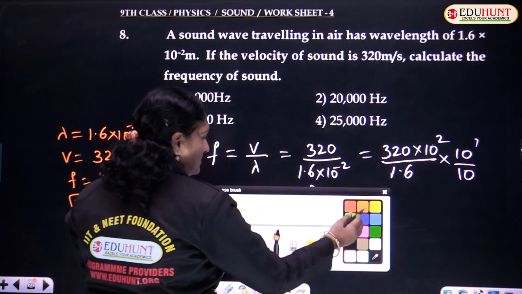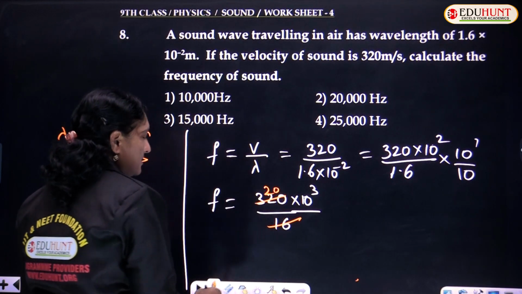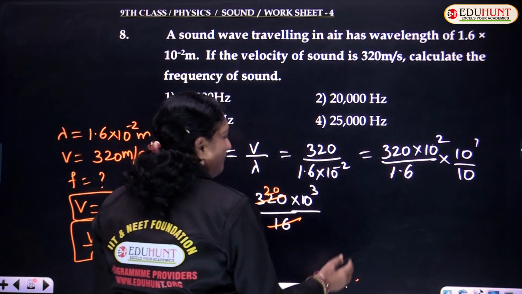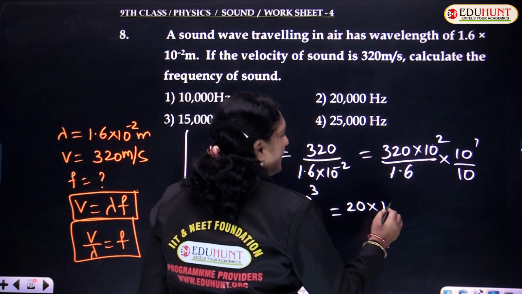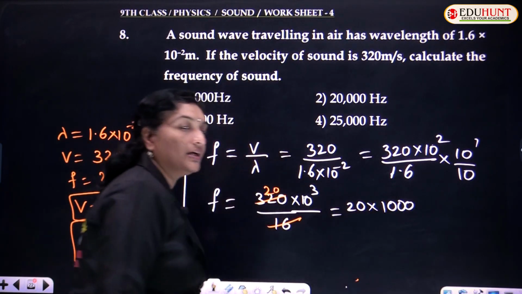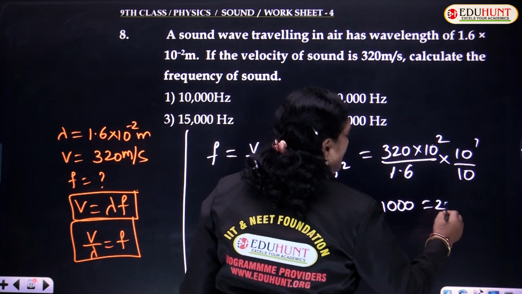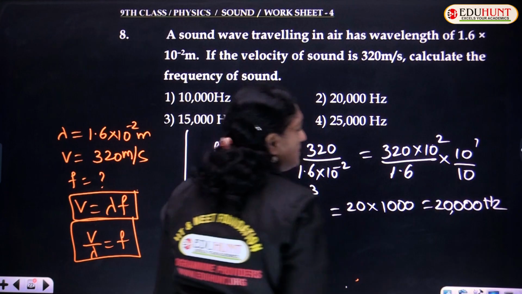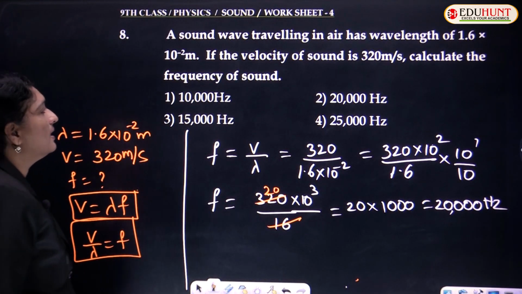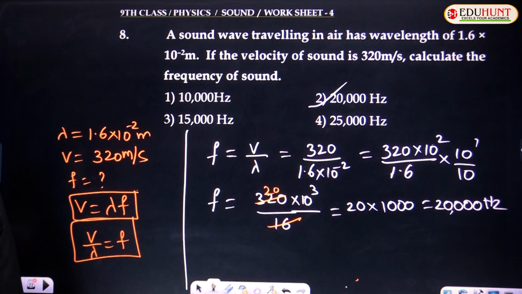So, dividing this, 16 2's are 32 and here it is 0. Hence, the value of F is found to be 20 into 10 cube, which is nothing but 10 with 3 zeros after 1. And hence, this value is equal to 20,000 hertz. How much is that? 20,000 hertz, and hence the correct option is option 2. The option is 20,000 hertz.